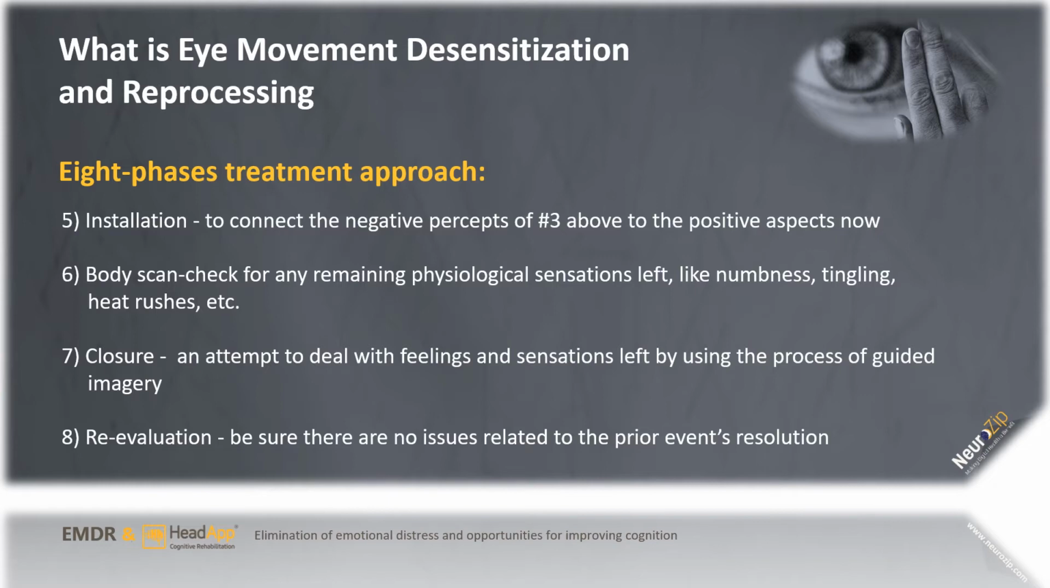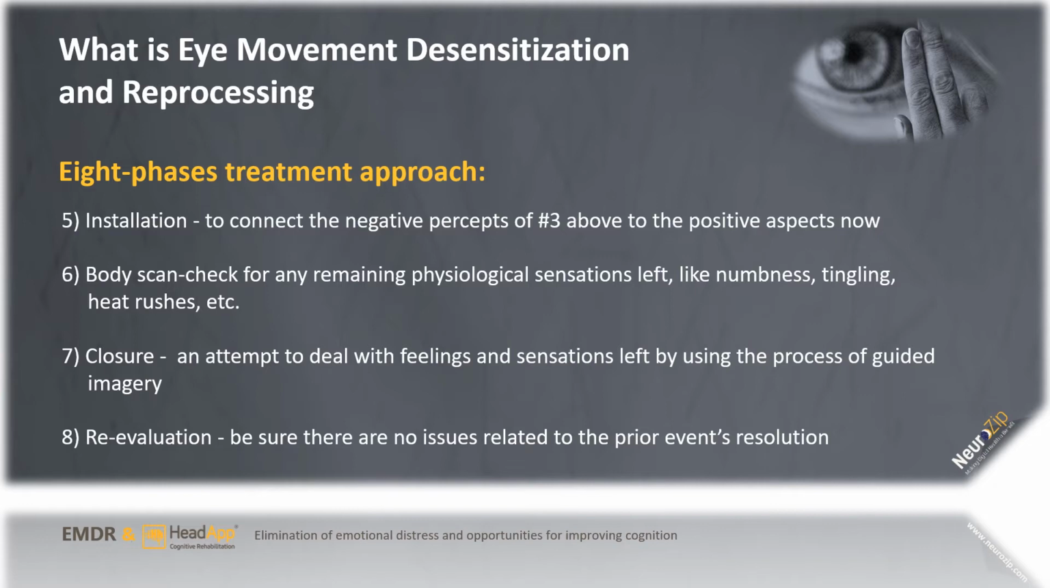7 is closure, an attempt to deal with feelings and sensations left by using the process of guided imagery. This is one of those aspects that we determined during certification was not necessary or critical, but for those people that like to do things in their therapy outside of EMDR can do the same here by guiding the imagery connected with the new feelings that are no longer traumatic.